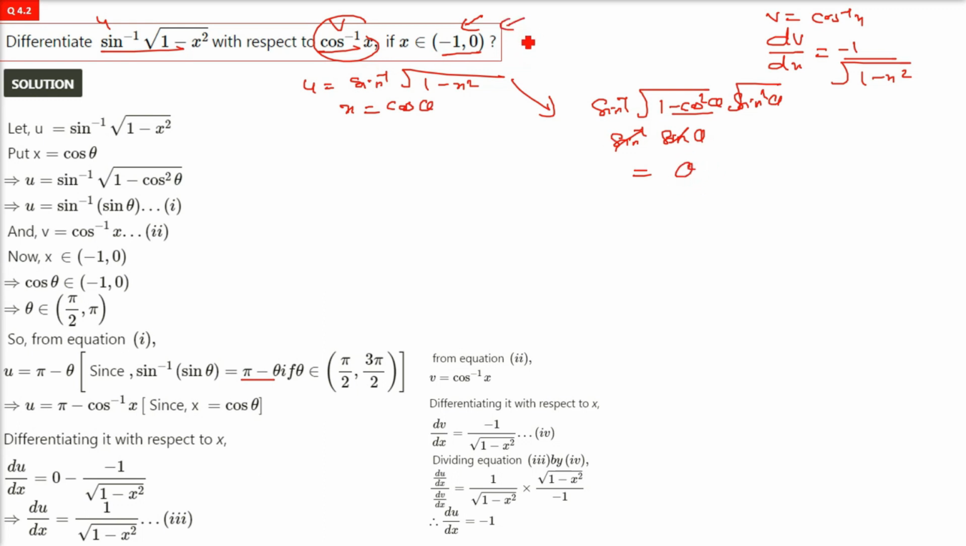That is what we have done in the previous question also. But now you will see the range, because the question is saying x is between -1 and 0.